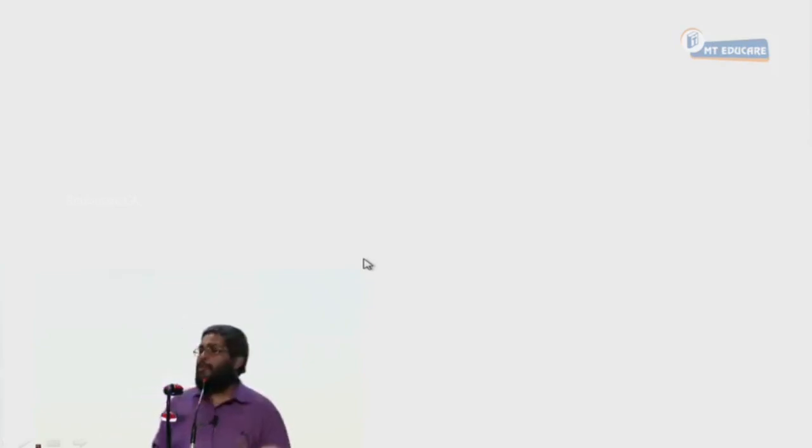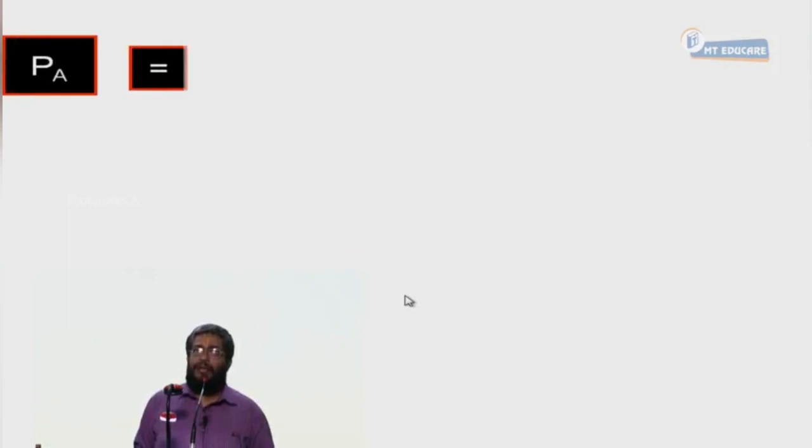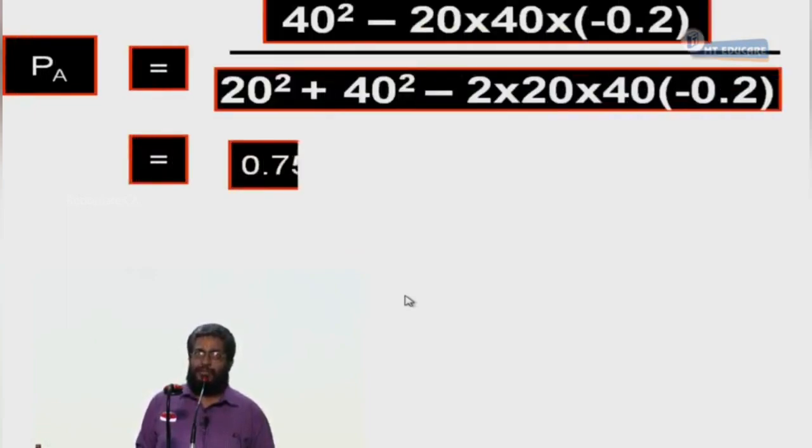Can I proceed? Now, before that, tell me the formula. Proportion of A is equal to what? Don't look at the notebook. Look at me. The formula: sigma B squared minus sigma A into sigma B into correlation of A and B, divided by sigma A squared plus sigma B squared minus 2 into sigma A into sigma B into correlation of A and B. Opposite for proportion of B. Now, let's substitute the numbers. Proportion of A is equal to, substitute the numbers.